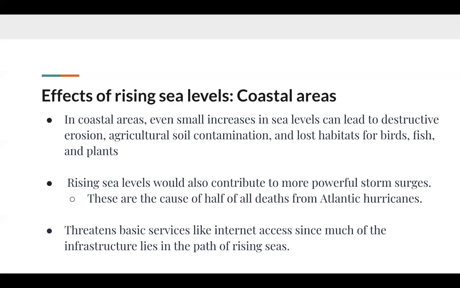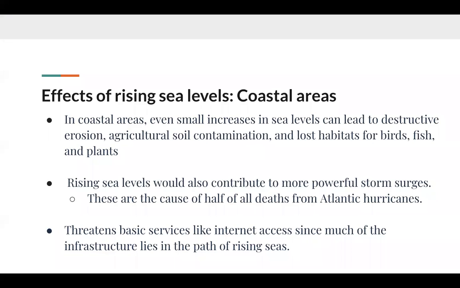So rising sea levels also contribute to more powerful storm surges, and these are the causes of half of the deaths from Atlantic hurricanes. So an example of this would be if a small town flooded, and the flood was powerful enough to move along things such as cars, which many floods are able to, and the cars could break into houses, ruin or damage buildings, and this could cause even more flooding in houses. And if people aren't able to get to higher ground, they may drown, which could be terrible.